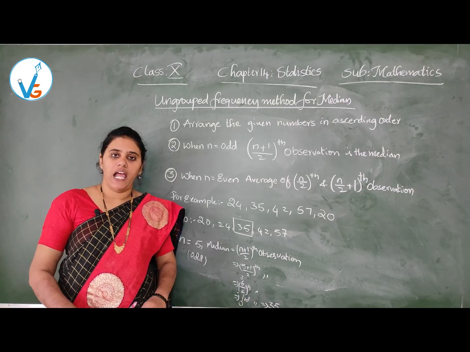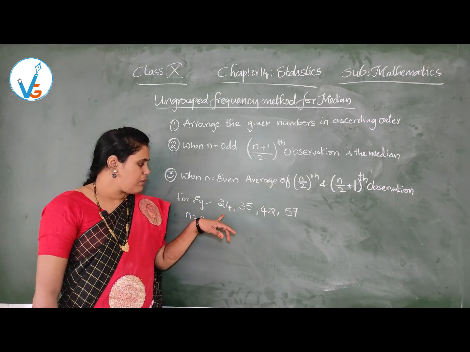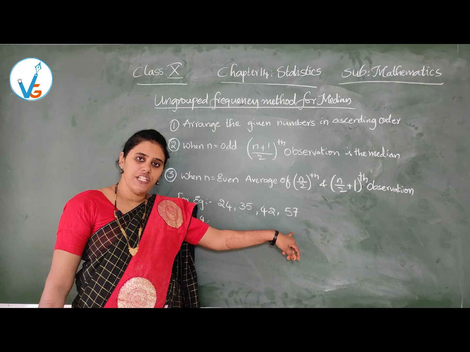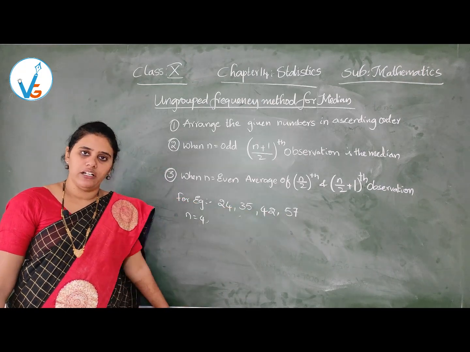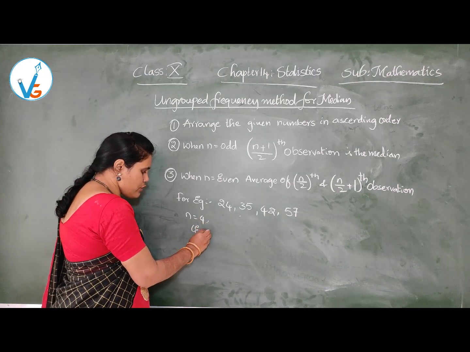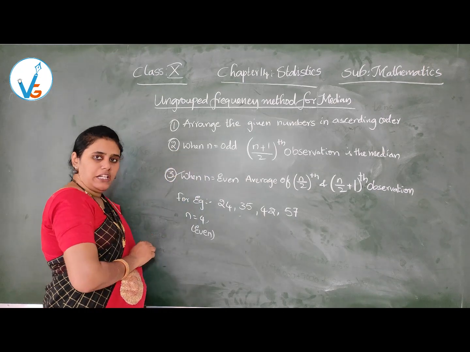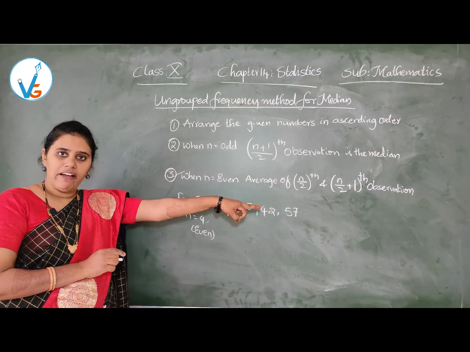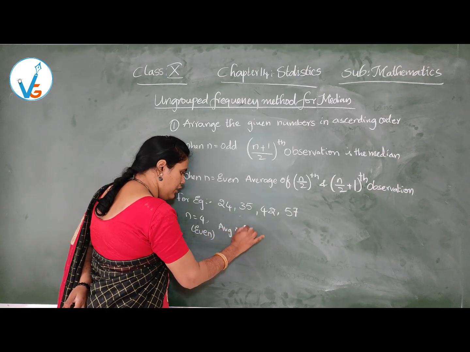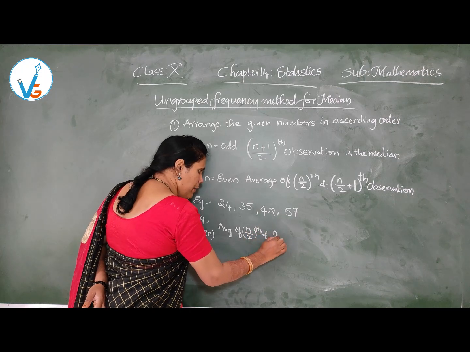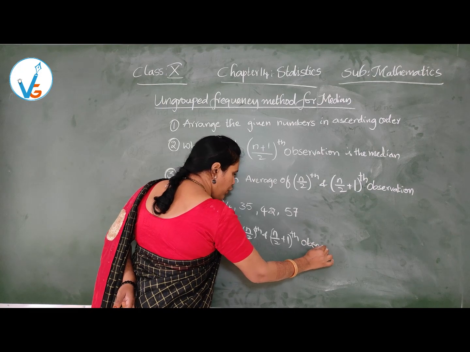Next, when n is even, I will explain you. When n is even, for example, if we take the numbers 24, 35, 42 and 57. So here n is given as 4. Only 4 numbers are there over here. So it is even for you. So what you will do over here? Here we will use our formula number 3. What it is, when n is even, we have to take the average of n by 2th and n by 2 plus 1th observation. You have to take this formula for it.